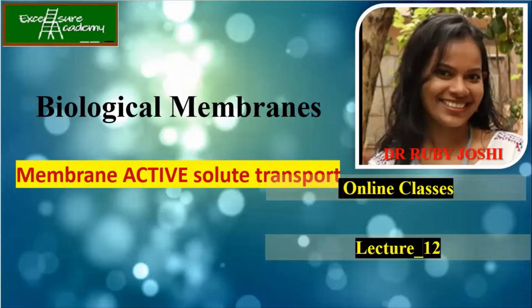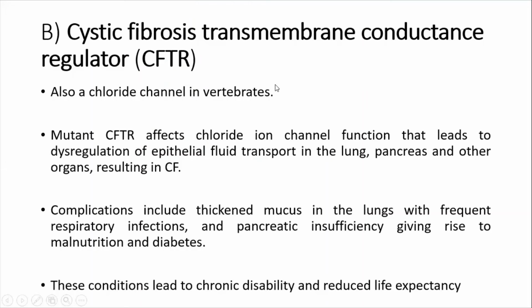Let's continue our membrane active solute transport. In the previous lecture, we were discussing ABC transporters. What are ABC? ATP binding cassette, right? Under which we have talked about the MDR, and the second example was CFTR, which we couldn't complete in the last lecture. So now we'll discuss the CFTR, which stands for cystic fibrosis transmembrane conductance regulator.